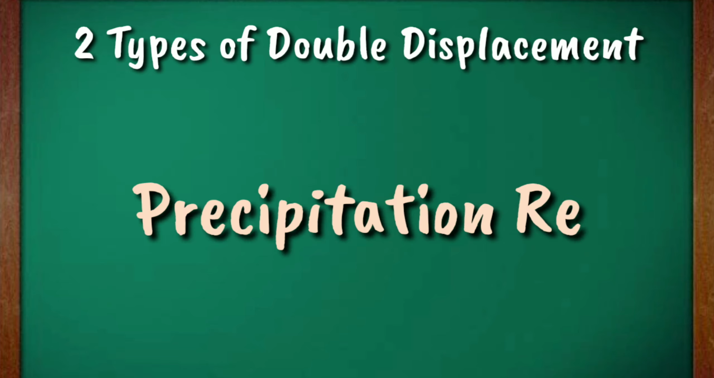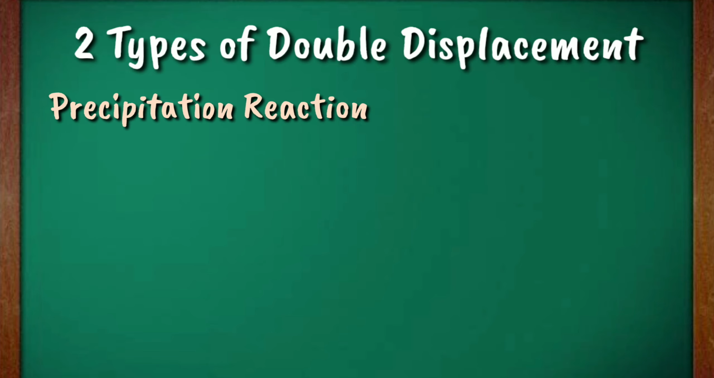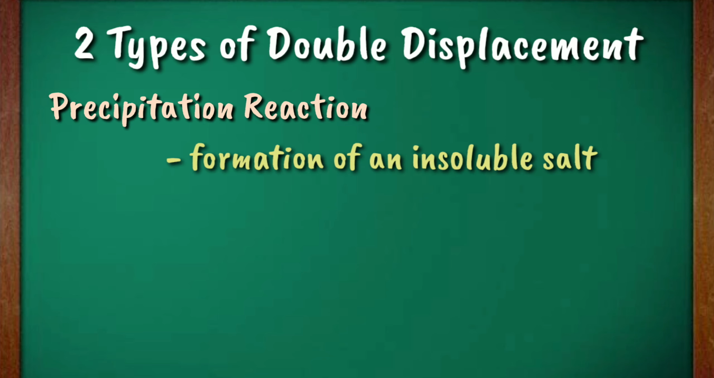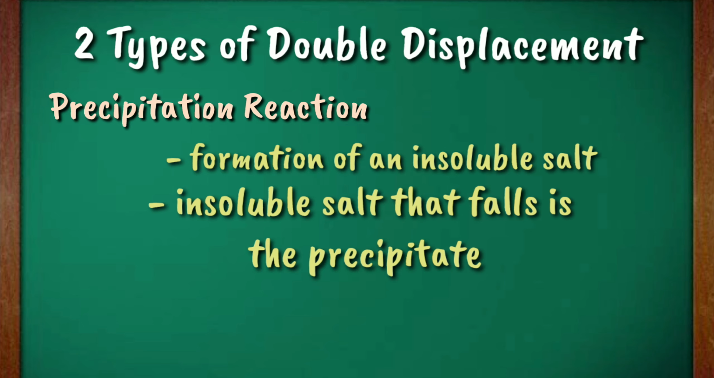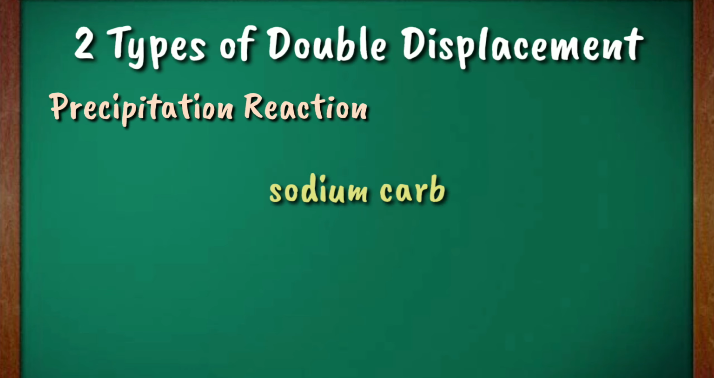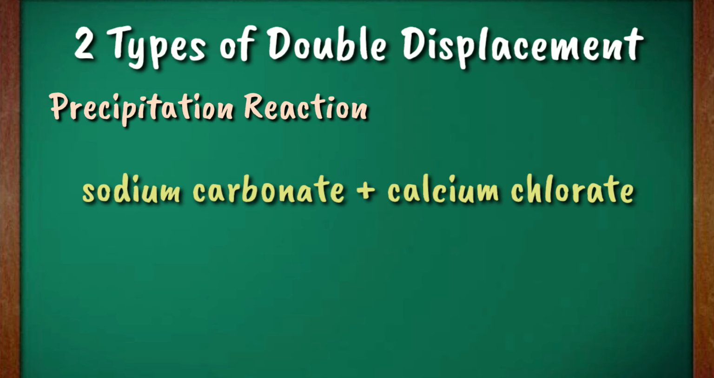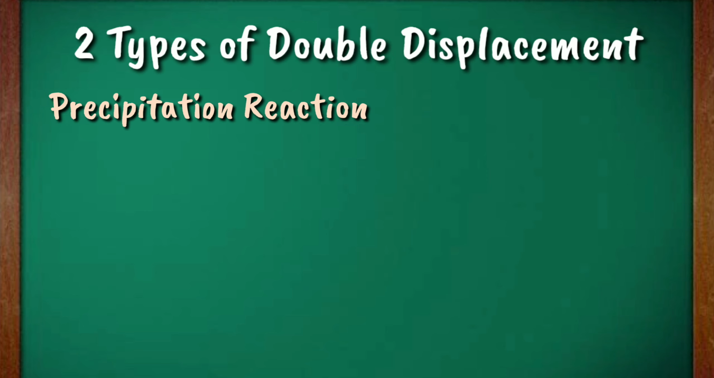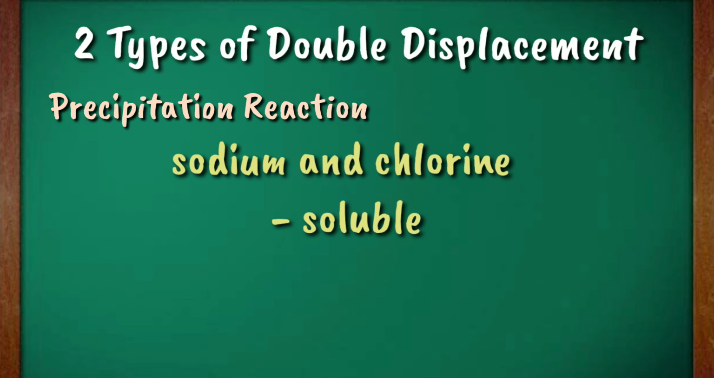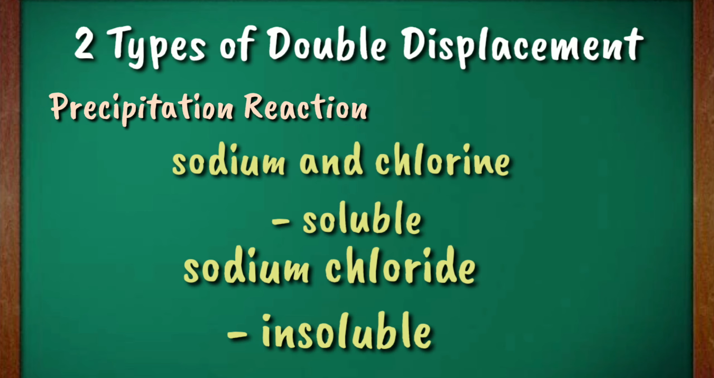There are two types of double displacement reaction. The first is the precipitation reaction. A precipitation reaction refers to the formation of an insoluble salt when two solutions containing soluble salts are combined. The insoluble salt that falls out of solution is known as the precipitate, hence the reaction's name. An example is sodium carbonate plus calcium chloride will produce sodium chloride plus calcium carbonate, with sodium chloride as a soluble salt and calcium carbonate as an insoluble salt.